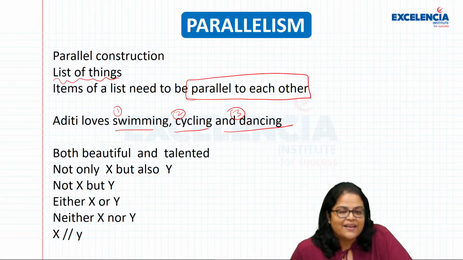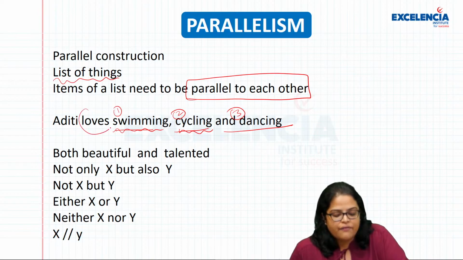Now we should know, are they verbs? Aditya, are swimming, cycling and dancing verbs? No, very good. They are nouns. They're gerunds. Love is my verb. Aditi loves swimming like she loves football. They're gerunds, so they all need to be gerunds. I cannot say Aditi loves swimming, cycling and to dance. Yes? So when there are items in the list, they need to be parallel.